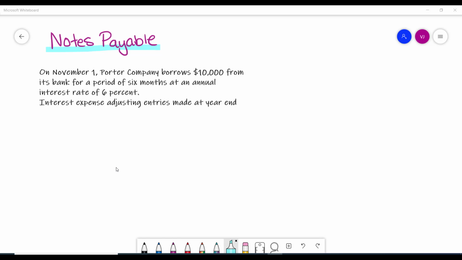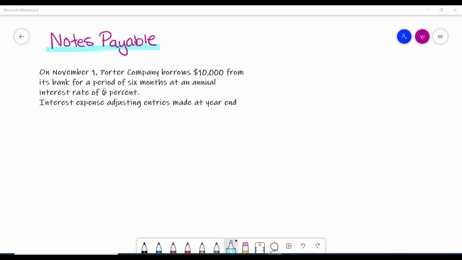It says on November 1st, Porter Company borrows $10,000 from its bank for a period of 6 months at an annual interest rate of 6%. Interest expense adjusting entries are made at year end. So in this case, anything involving interest, they don't do adjusting entries for that until the end of the year.